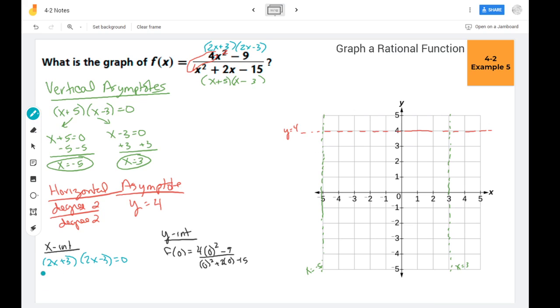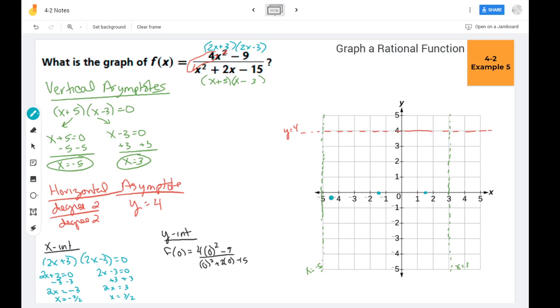So let's figure this out. So for my x-intercepts, I take each of these and set them equal to 0 using the zero product property. So here I'm going to subtract 3. Here I'm going to add 3. So here I get 2x equals negative 3 and 2x equals positive 3. So here on the left, x is equal to negative 3 halves, and here on the right, x equals positive 3 halves, which is about 1.5 for those of you who need the decimals.